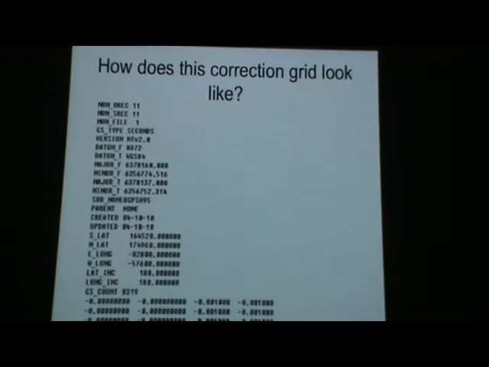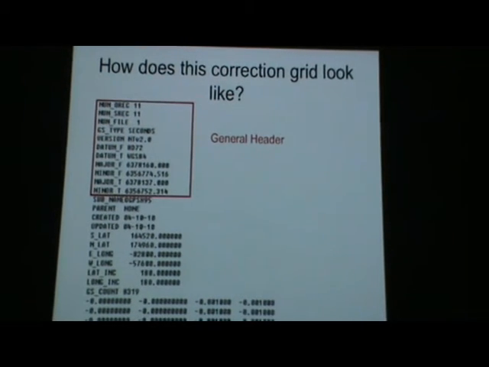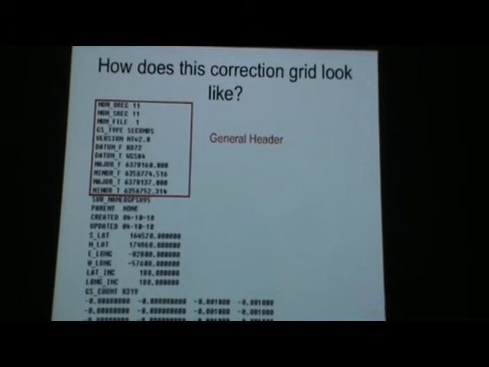Okay, how does this correction grid look like? As I mentioned before, this is a binary file, but fortunately there is an ASCII format. We see here the header. There is a general header, 11 lines, meaning transformation between which datums, semi-major axes, and so on. That is the general information.